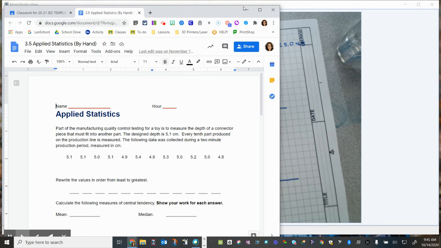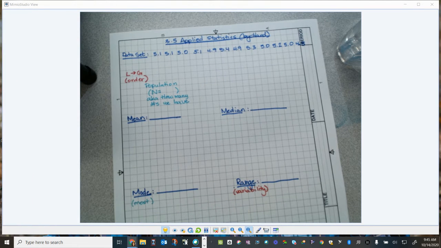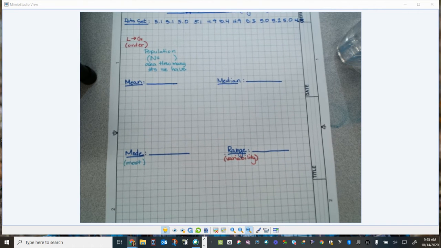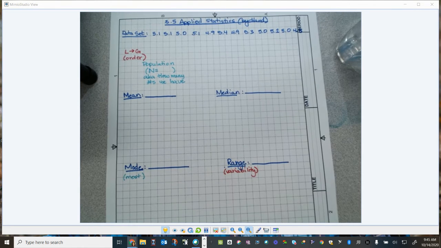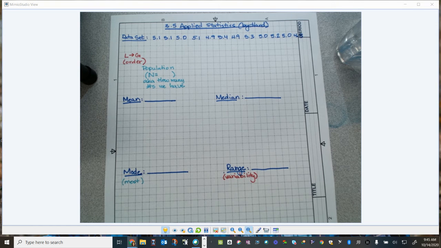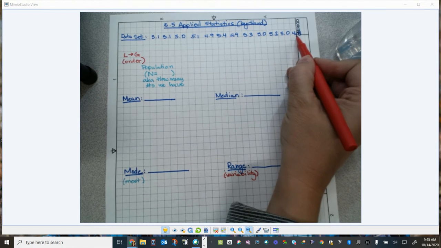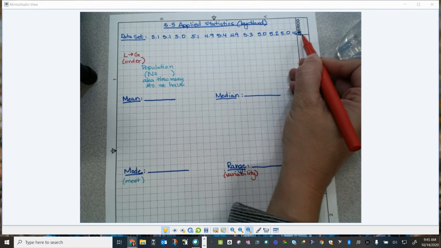Okay, so what you're going to do, let's start off by setting up our engineering notebook. Go ahead and pause and kind of format it to look like this. What I've done, I titled my notebook and I wrote down all the data sets. This one right here is 4.8 centimeters. I know it got kind of hidden over there.